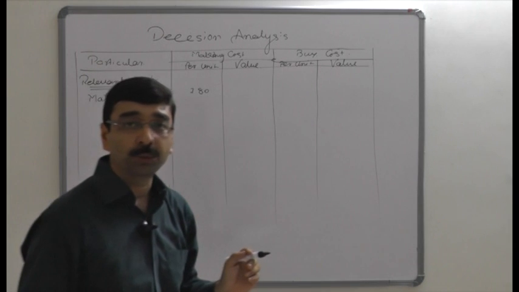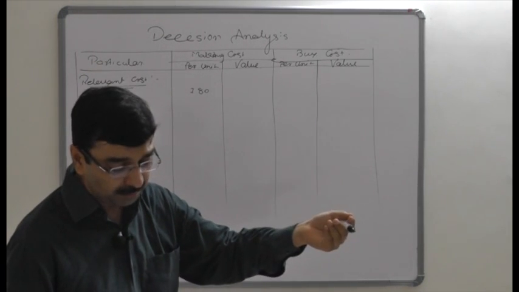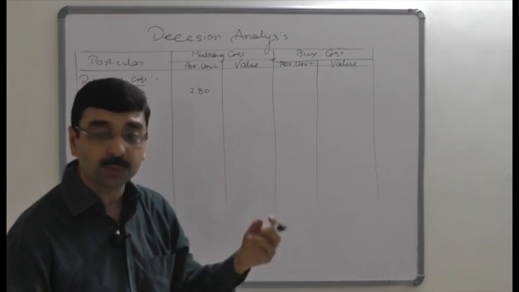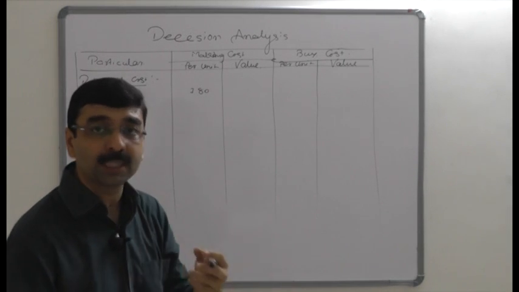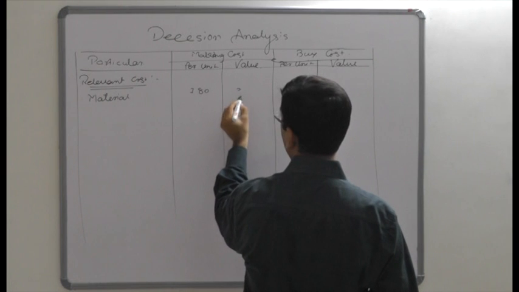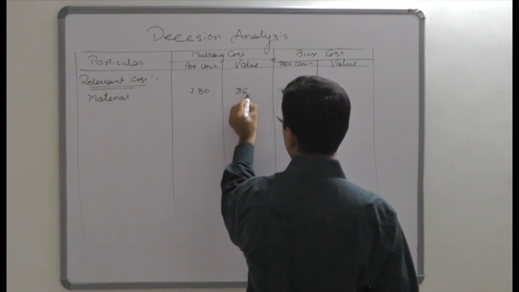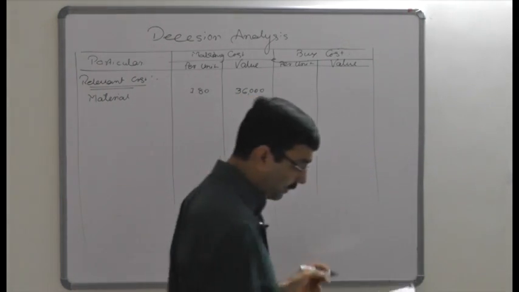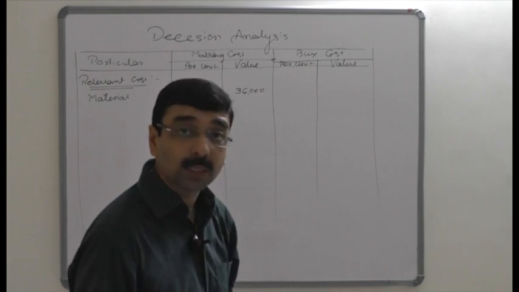1.80 rupees per unit, and it is mentioned in the previous line the average monthly usage production of this part is 20,000 units. So 20,000 into 1.80, it comes to 36,000 rupees. The total value comes to 36,000 rupees.